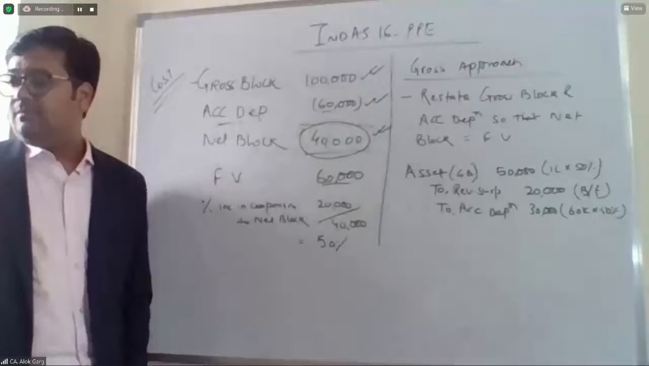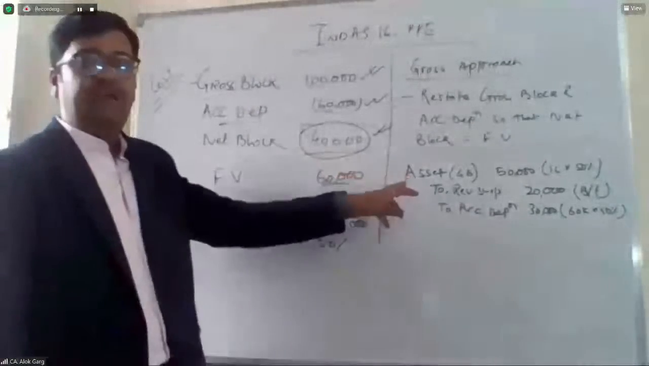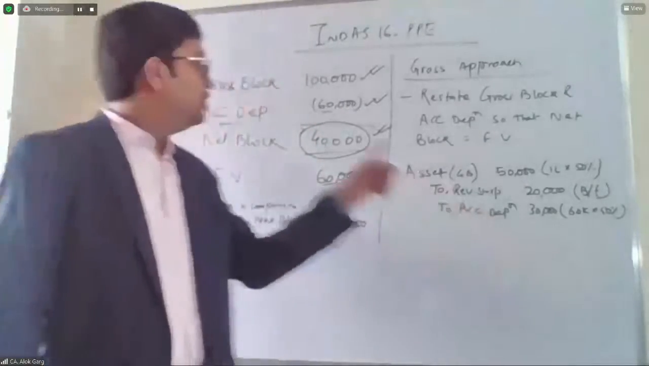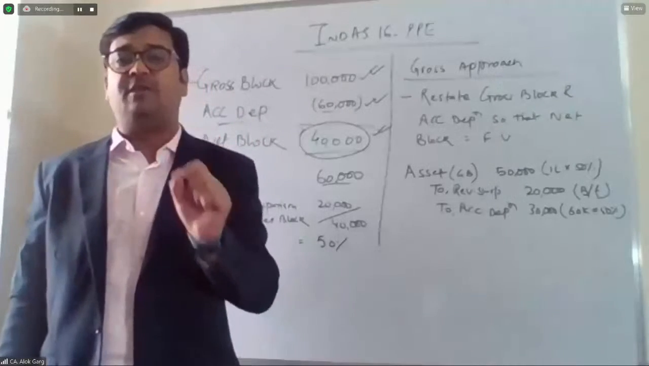Guys, is it okay? So going by the gross approach, Purushottam, it is not 20%, it is 50%. The increase is 20,000, so 20,000 divided by 40,000 will give you 50%. So going by the gross approach, you need to gross up your gross block as well as your accumulated depreciation so that your net block will become equal to fair value. Now what is the total gross block? We have debited 50,000, so the gross block will become 1,50,000. We have credited accumulated depreciation by 30,000, so it will become 60 plus 30, 90,000. So 1,50,000 minus 90,000 is equal to 60,000.